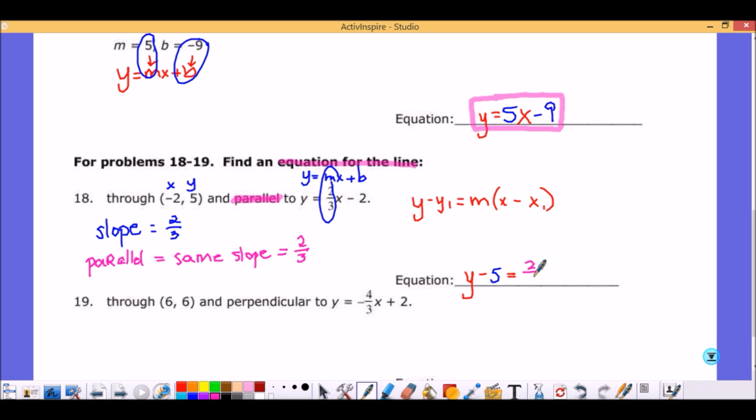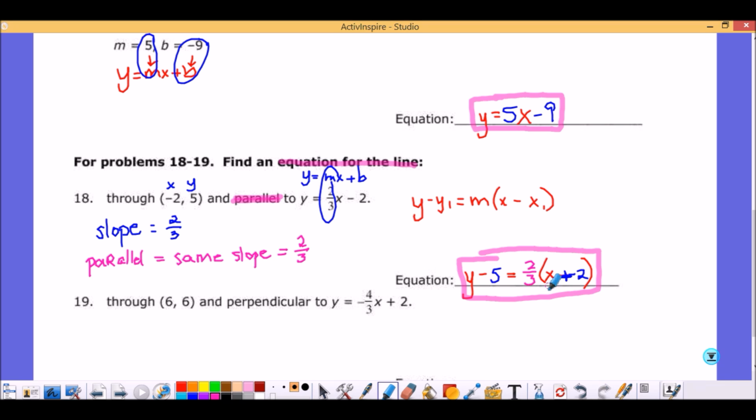Then I'm going to copy the problem down, parentheses x minus, and now I'm going to look for the x. Now, since the x is -2, remember we don't write it like this in high school. We make this into a +2. So my equation of a line is y minus 5 equals 2/3 times the quantity x plus 2.